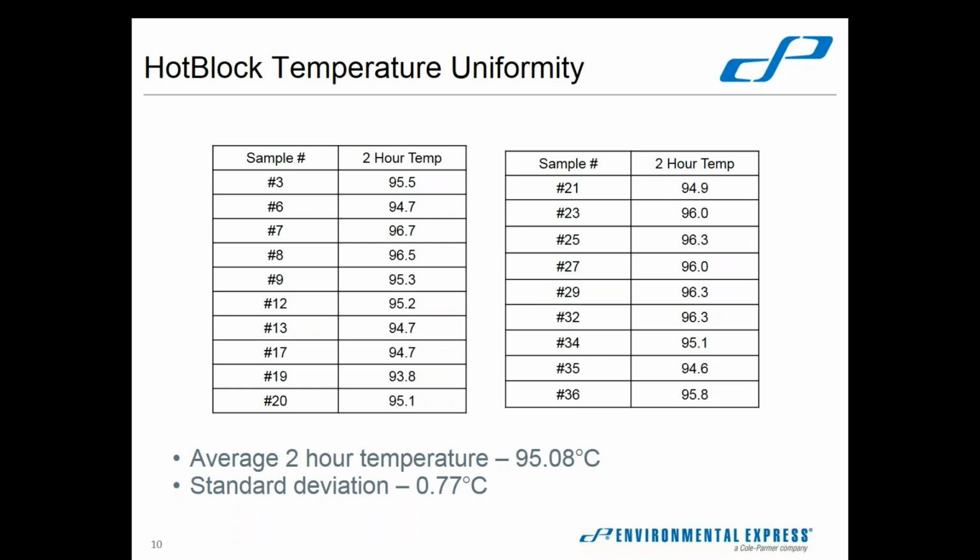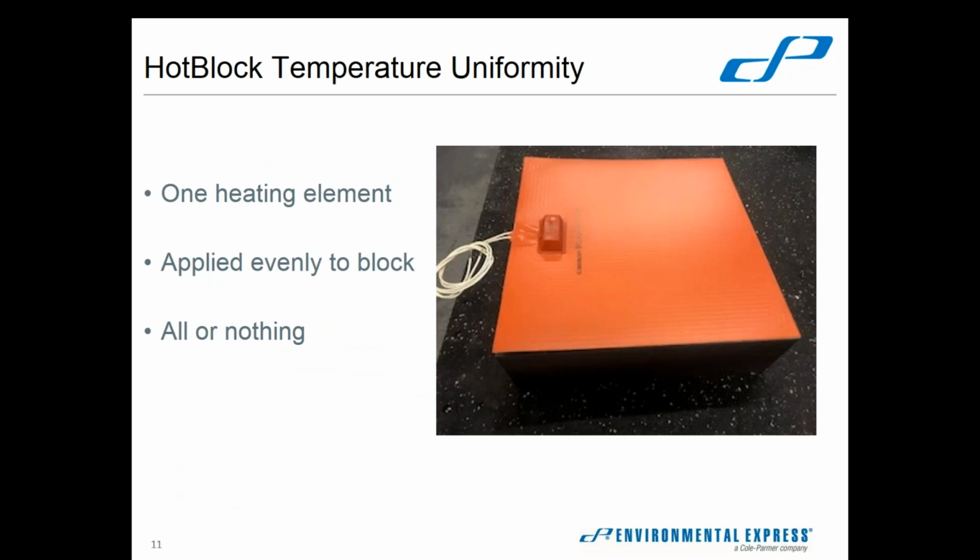So our average there across all those different spots was 95.08 with a standard deviation of 0.77 degrees. So it's a very, very consistent block. And as we'll see in the next picture, there's a reason for that.